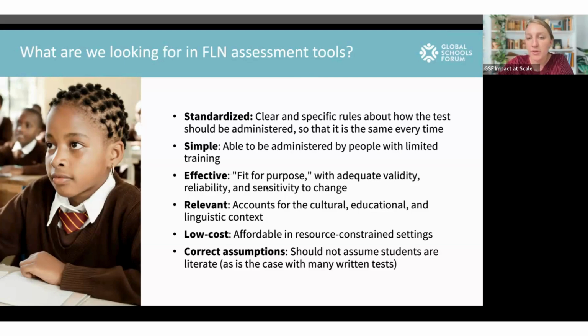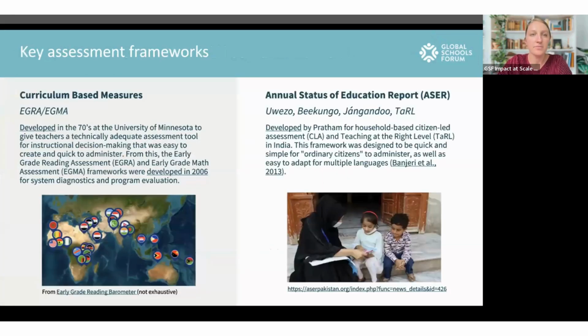These assessments should be relevant, meaning that they account for the cultural and linguistic context where they're being used. We want them to be affordable enough to be used. And when we're talking about literacy and numeracy at the foundational level, they shouldn't assume that students are already literate, because that's what we want to find out.